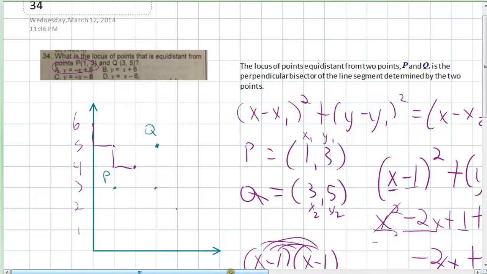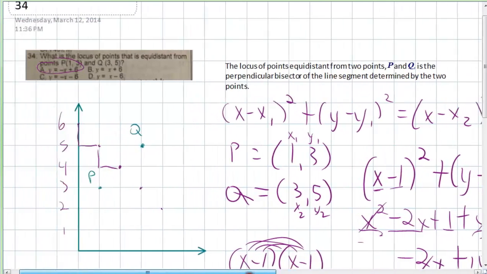So there's two methods for solving this problem. Both lead you to the right answer. Sometimes this one will be easier, but sometimes you won't have the option of being able to draw out the graph and look at it. Sometimes the points might be really far apart, or it's just not going to be as simple, so you can use this equation as well.